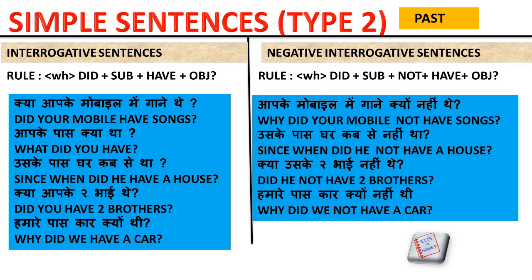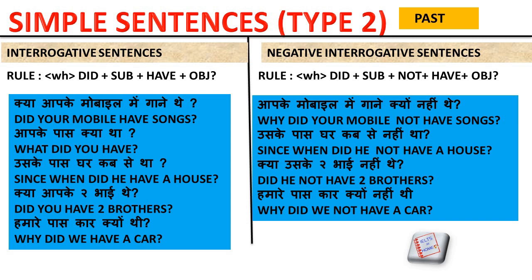Here we are not using had. Had is used with only affirmative sentences. In all other sentences we use have. So see the example. क्या आपके मोबाइल में गाने थे? Because here the sentence is in the past, and there is no action or verb, that is a simple sentence. So we use the past rule of simple sentences, and because there is a question mark, that is an interrogative sentence. क्या आपके मोबाइल में गाने थे?